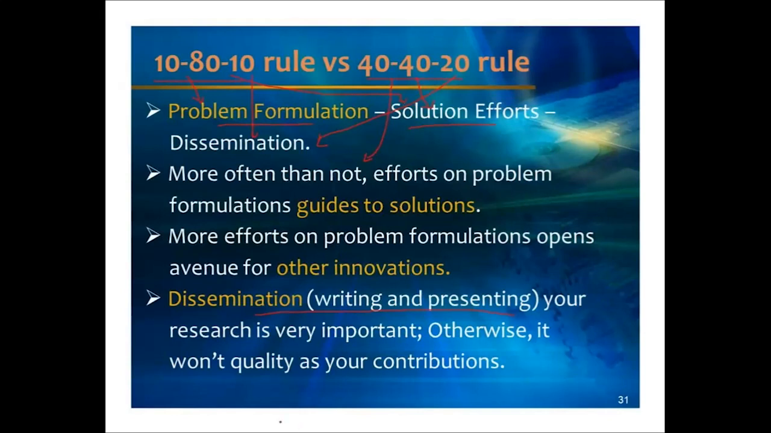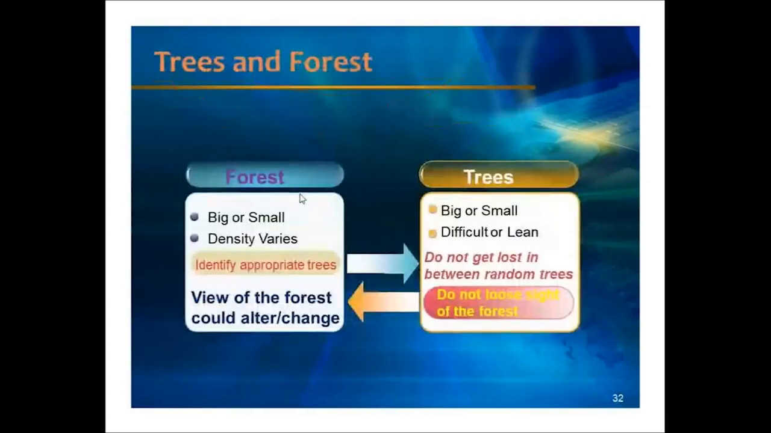the dissemination. Or else, if you already know the problem directly, in the context of your work, then more effort is not required on it. But 80% of the effort has to be put on the solution, and only 10% on dissemination. This is 10% effort, 80% effort, 10% effort, and 40, 40, 20.